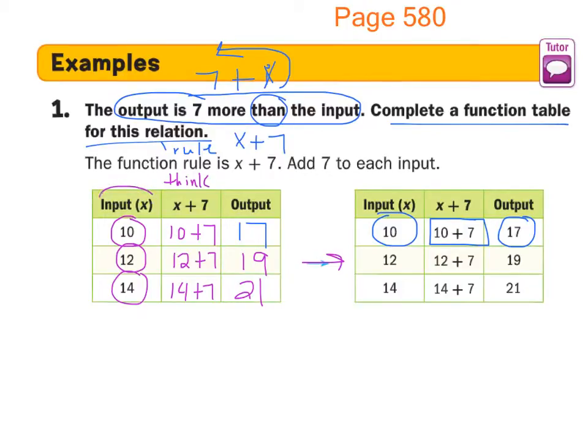So again, this is our input, or the independent variable. And the output, again, depends on what I put in, so it's the dependent variable.